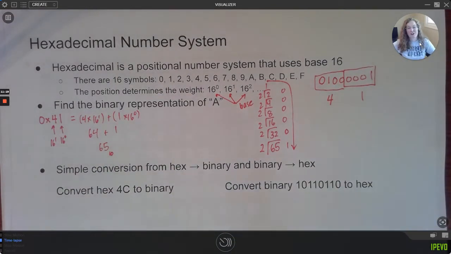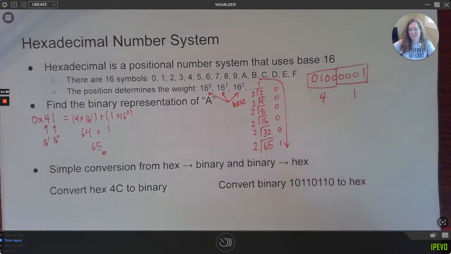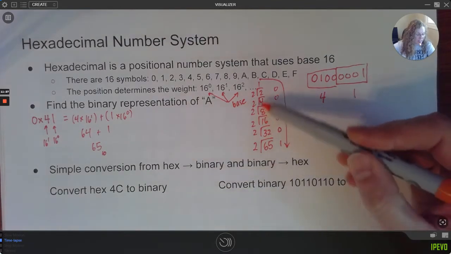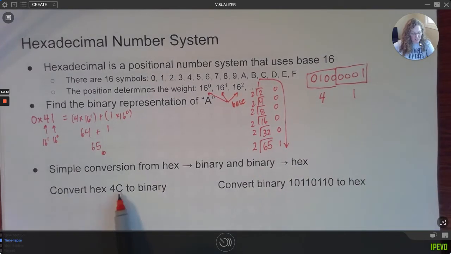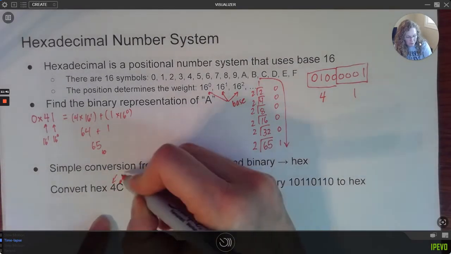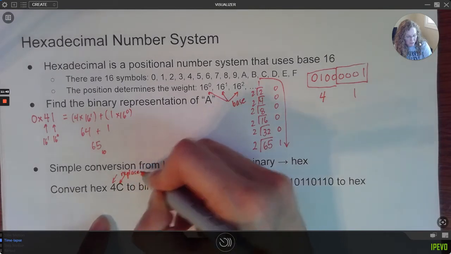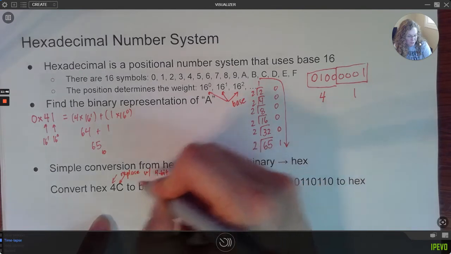Okay, so that's why we're given the table in hexadecimal, because the conversion doesn't involve any kind of repeated division. It's just a very fast substitution of 4 bits for each hexadecimal character. So suppose we wanted to convert from the hex 4C into binary. Okay, so we're going to replace each of these hexadecimal characters with the 4-bit binary representation.